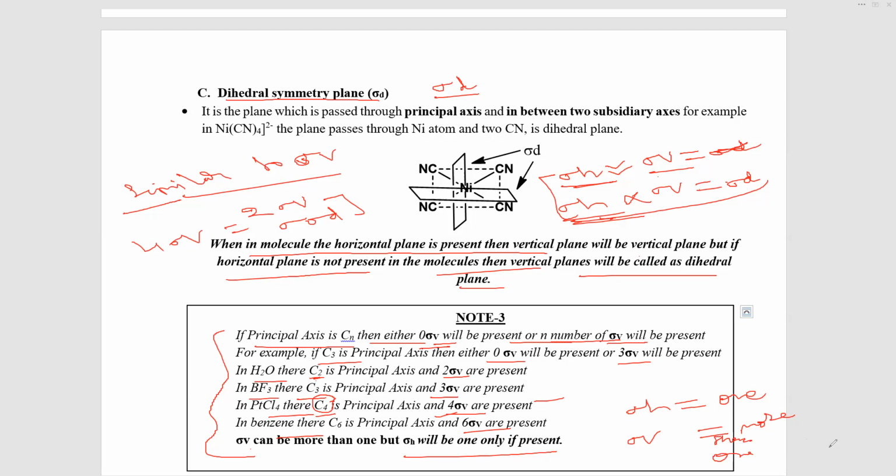So it's all about plane of symmetry. Quick revision: there are three kinds of plane of symmetry: vertical plane, horizontal plane, and dihedral plane. Vertical plane is parallel to the principal axis. Horizontal plane is perpendicular to the principal axis. And for the dihedral plane, if sigma h is present, then sigma v will be sigma v, and if sigma h is absent, then sigma v will be sigma d. So it is all about plane of symmetry.